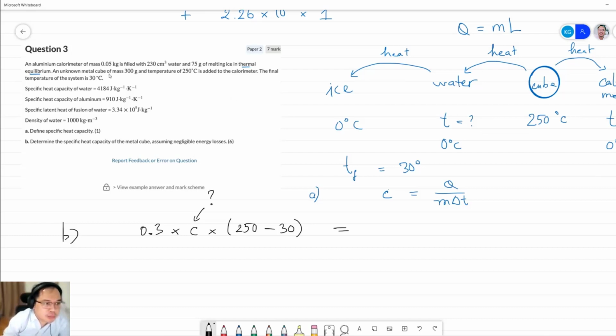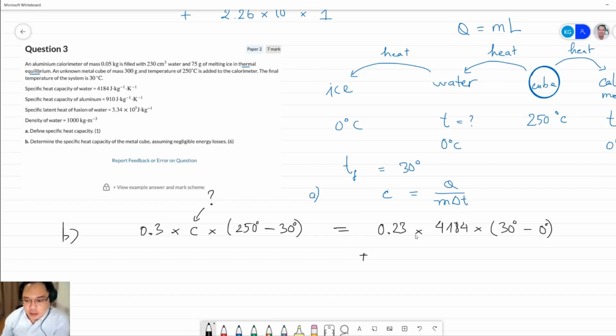Water first. The amount of water is 230 cubic centimeters, which is 230 gram, which is 0.23 kilogram of water. Okay, times the heat capacity of water, 4,184, times final temperature 30, initial temperature 0, like that. Added with the heat gained by the ice.